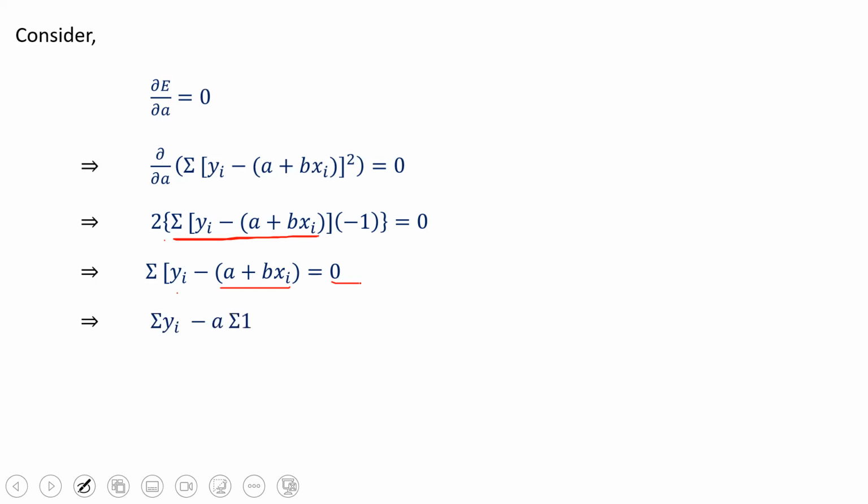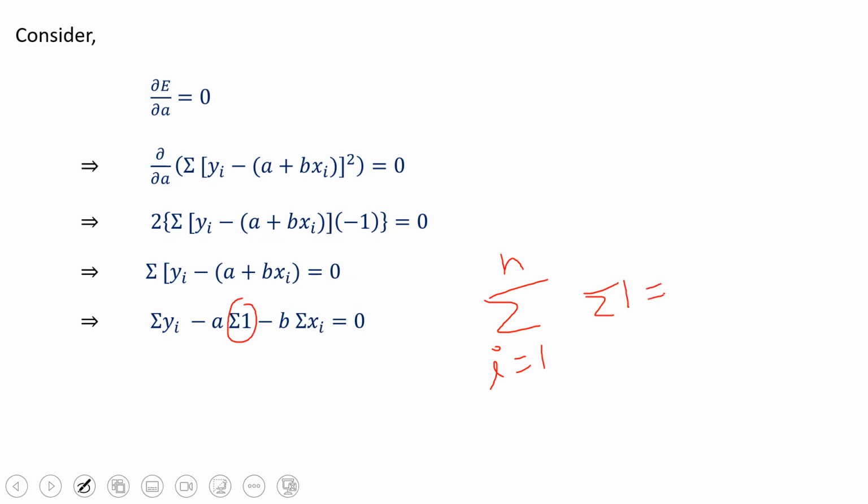Now let us open the bracket. So sum of yi minus a, which is constant, sum of 1, and plus b, which is also constant, sum of xi. Now we are using the summation from i equal to 1 to n. We are adding n terms. So if we add 1 to 1 how many times? 1 plus 1 plus 1 plus, how many times? n times.